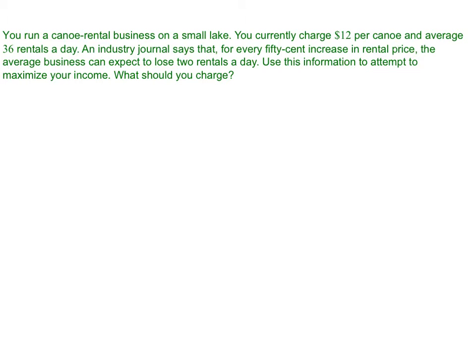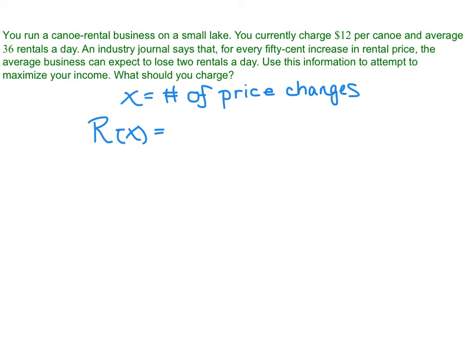Okay, so the first thing that jumps out at me is we are making price adjustments. So I'm going to let that be my variable. I'm going to say that X is the number of price changes. And I'm going to write a revenue function. And I'm going to call this R of X for my revenue function. And I'm going to have 2 sets of parentheses here with expressions in each. One where it's about the price and the quantity. So I'll put the price first, really doesn't matter.